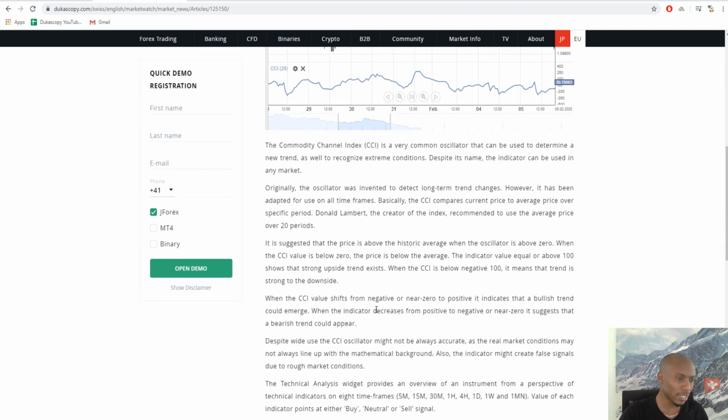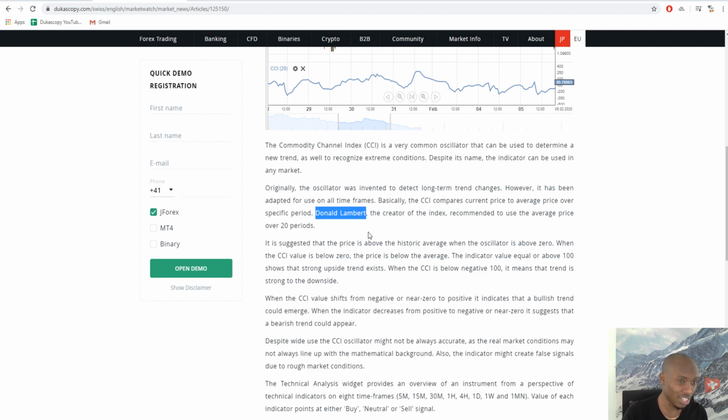And this commodity channel index, who created this index or who founded it, is Donald Lambert. Lambert founded this index, and as I said before, he created it to know the new trend in the market, and to see if the price already surpassed the average price during a given period. If the price is extremely high or extremely low, you can see any potential reversal.